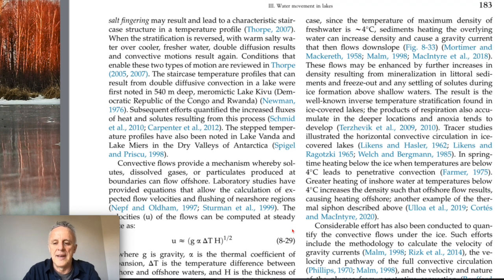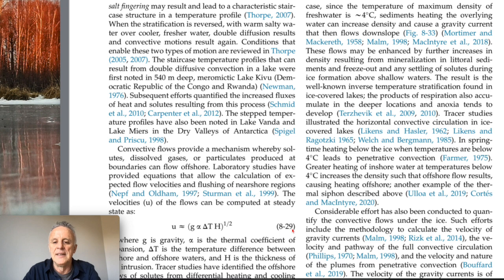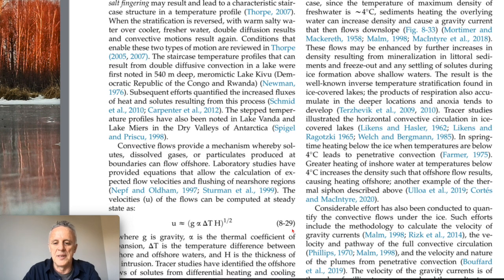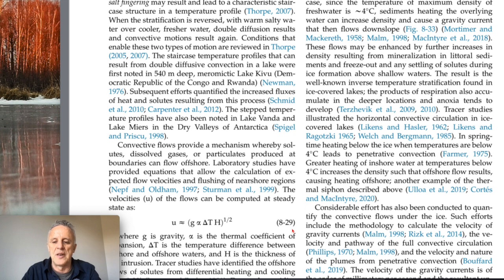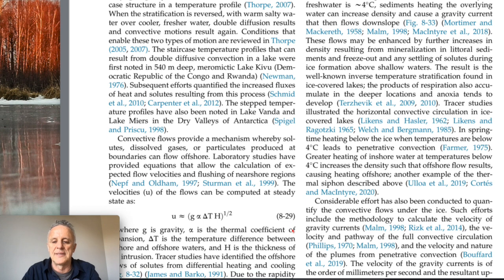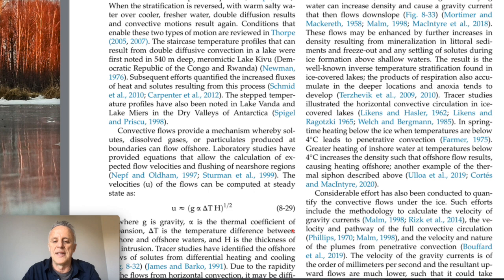These flows may be enhanced by further increases in density resulting from mineralization in littoral sediments and freeze-out and settling of solutes during ice formation above shallow waters. The result is the well-known inverse temperature stratification found in ice-covered lakes. The product of respiration also accumulates in the deeper locations, and anoxia tends to develop. Tracer studies illustrated the horizontal convective circulation in ice-covered lakes.